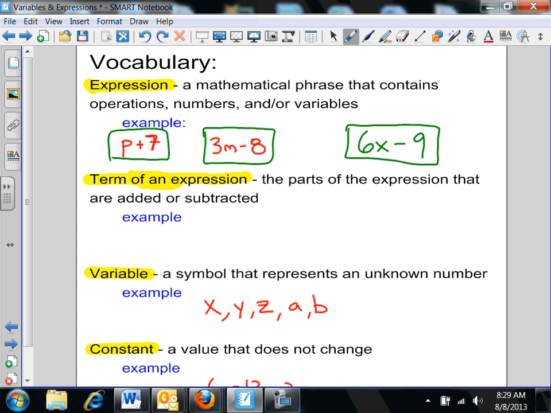The next vocabulary term is a term of an expression. That's just the individual parts of the expression that are added or subtracted. So an example of that would be p, just the variable p, or just the number 7.